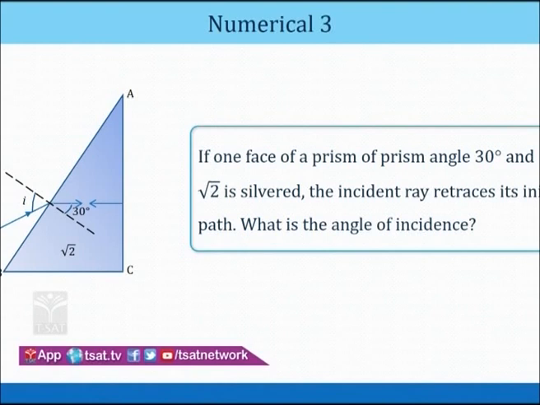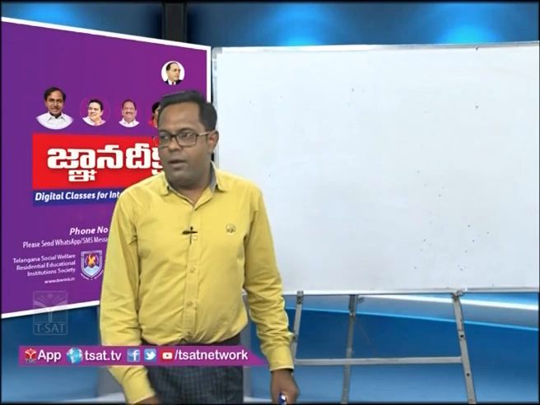So this question is very important because one face of the slab is actually silvered. Silvered means mirroring, we have done. It is behaving like a plane mirror. So now the question is, let's go to the question now.